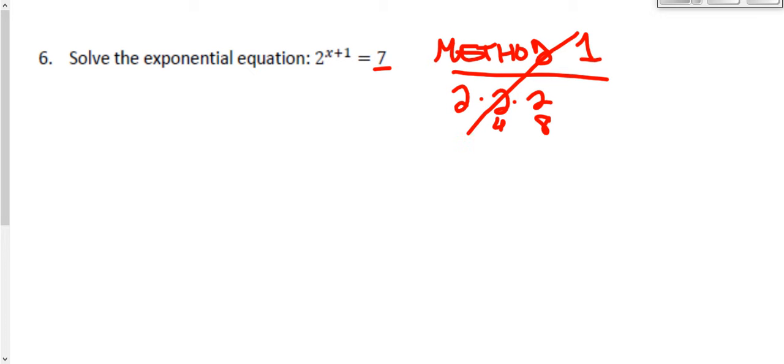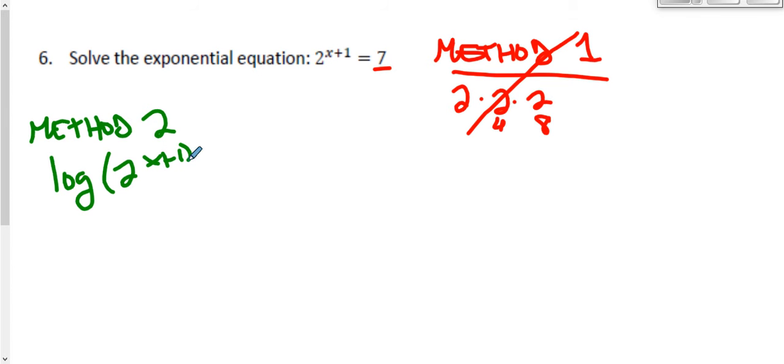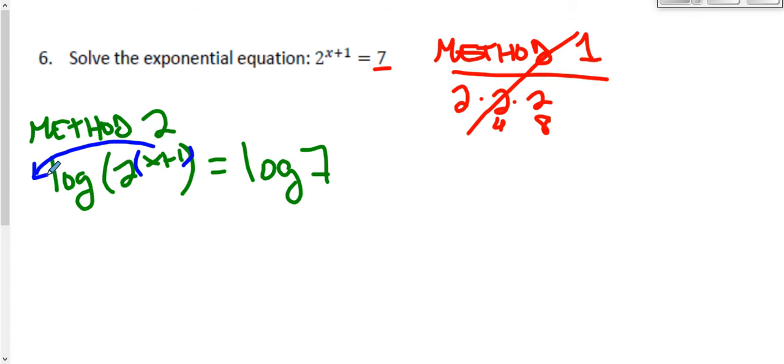We still have method 2. In order to do method 2, I have to take the log of both sides. I have to be able to take this exponent out of the exponent. So I'm going to do the log of the left side, 2 to the x plus 1 power, like that. And I'm going to do the log of the right side as well, the log of 7. Now the reason that's helpful is because I can take this exponent, x plus 1, and move it to the front of my logarithm. X plus 1 comes out, and it will be multiplied by the log of 2 that I have left over.